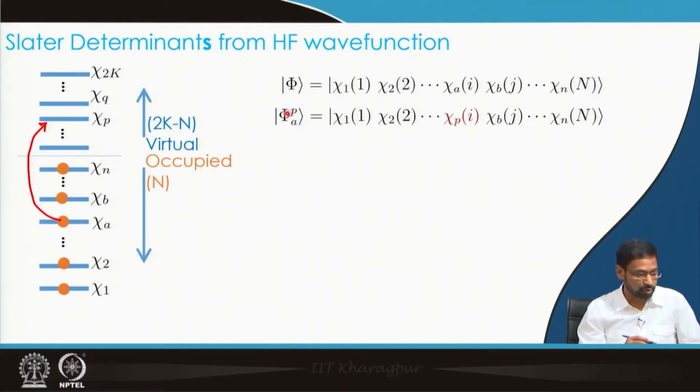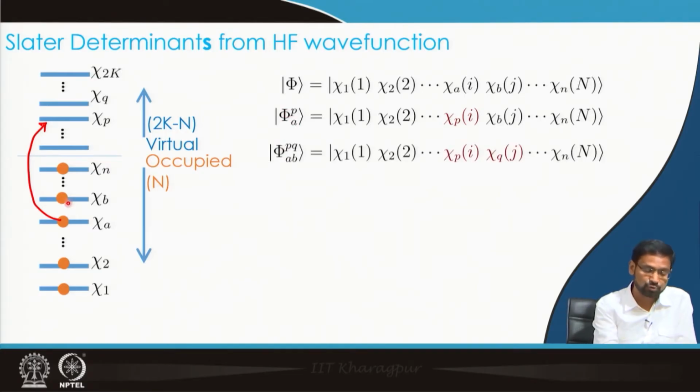And similarly, I can also imagine that if I take two electrons, that means the electron at chi a and the electron at chi b, the electron at chi a goes to p and the electron at b spin orbital, let us say, goes to q. In that case, I have another Slater determinant where electrons i and j have moved from a and b to p and q. So, now this Slater determinant is given as phi a, b, p, q.